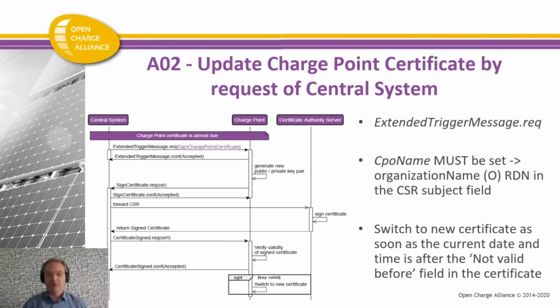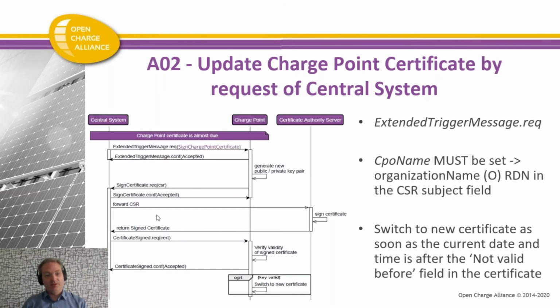So, for example, once a certificate is almost due, you can imagine that you have to update the certificate in advance. So you cannot do it once it has expired. So you have to do it in advance. So you can beforehand change the certificate, and then the charge point will switch to the new one once it's past the start time from the validity period.